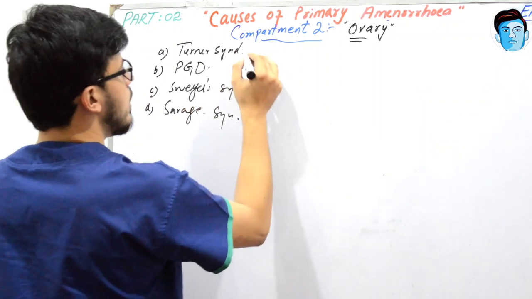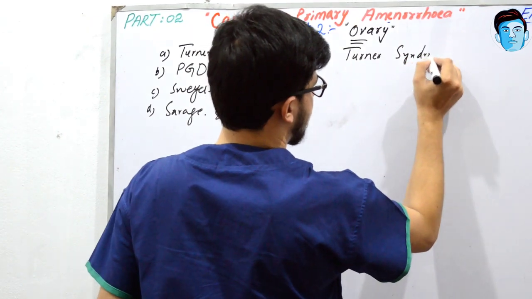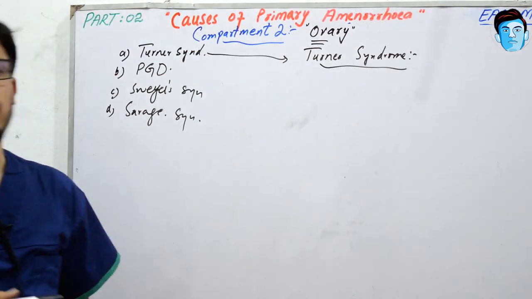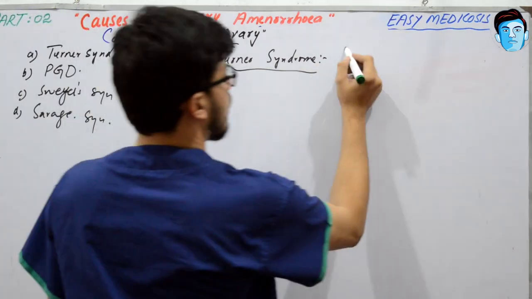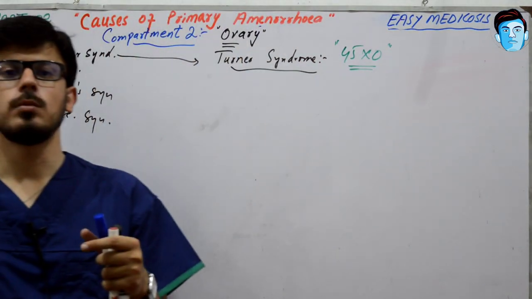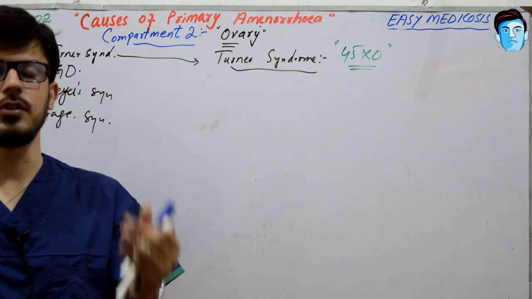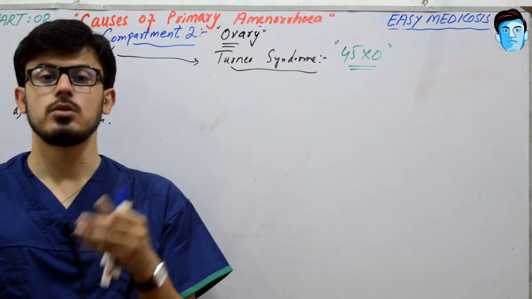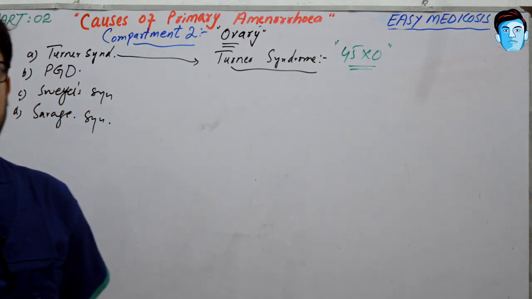Now, let's discuss Turner syndrome. What is the chromosome number for Turner syndrome? It is 45X0. As you know, if there are two X chromosomes, the gonads will likely differentiate into ovary. If there is one X and one Y chromosome, the gonads will likely differentiate into testes. If there is only one X chromosome, like in this condition, the gonads will differentiate into testes or ovary. In this condition, the gonads will differentiate into ovary.